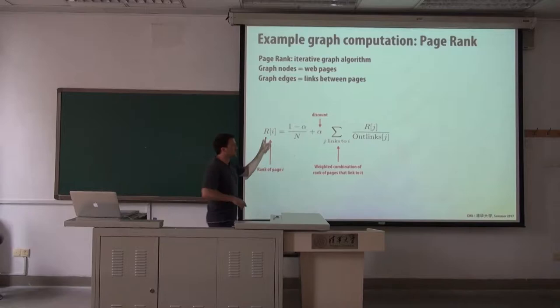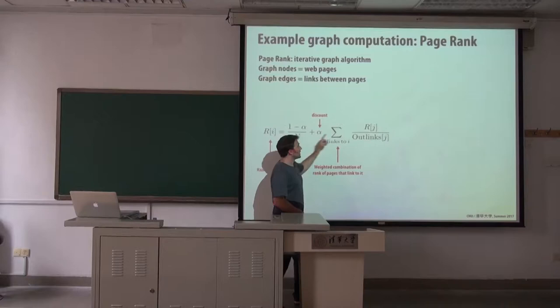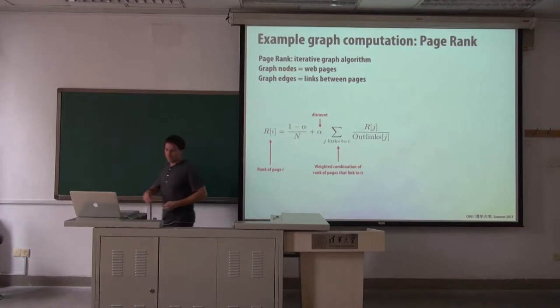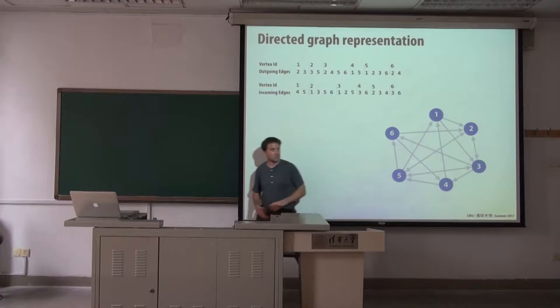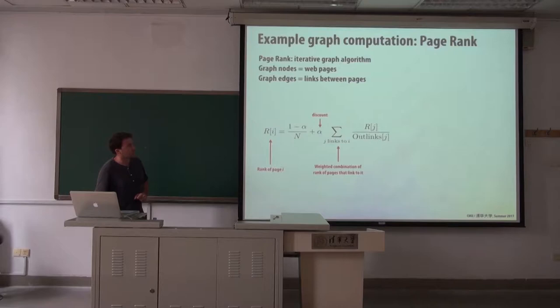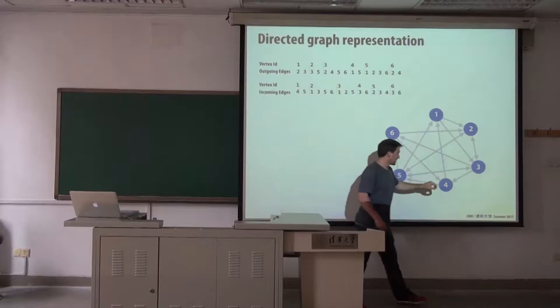So if every node has a score, if I look at all the links to node I, I'm going to do a weighted average of all the other nodes that point to I. So if I go back to this graph, for example, if we talk about node 4, well, node 6 and node 3 are incoming edges to node 4. PageRank will compute the average, the sum of the score of 6 and the score of 3, and average that to update 4.